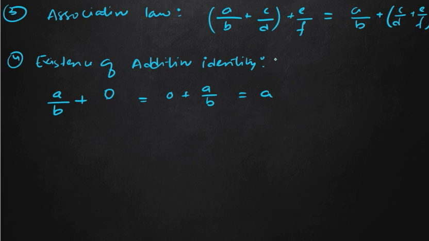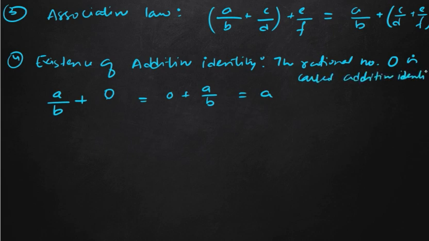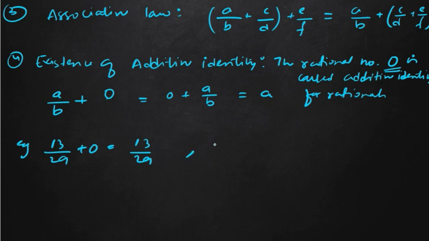Okay, so here the rational number 0 is called the additive identity for rationals. So you need to remember that 0 is the additive identity. Okay, so if we take any example, obviously 13 by 29, if we add 0, the result will be same. If we take 2 by 1 or simply 2 plus 0, it is same. So 2 can be written as 2 by 1 also, answer will be same.